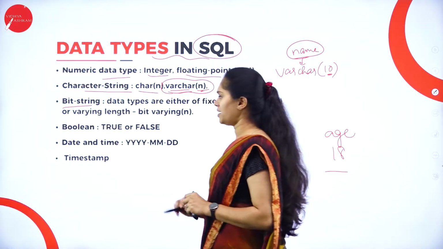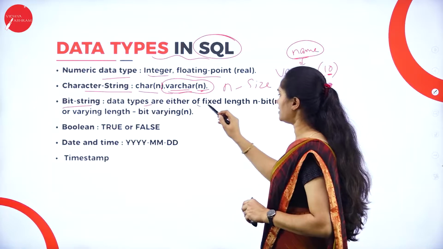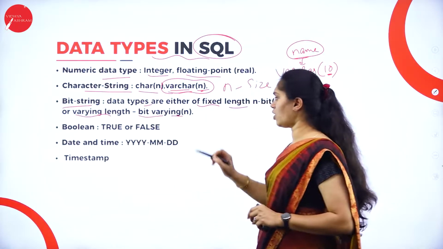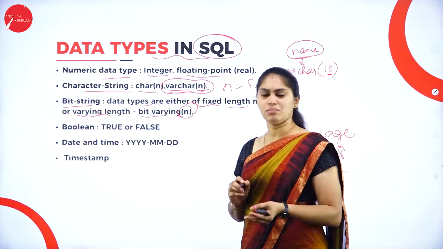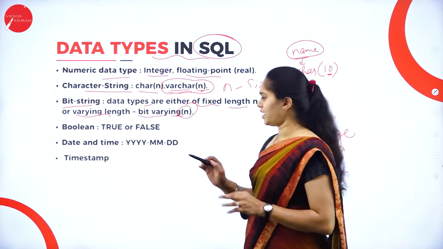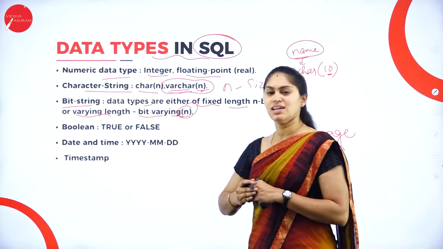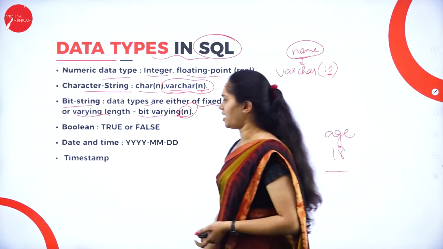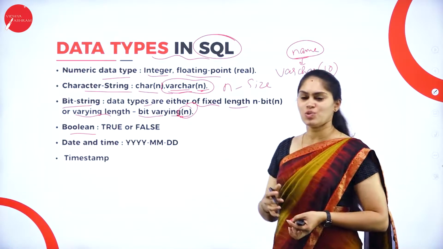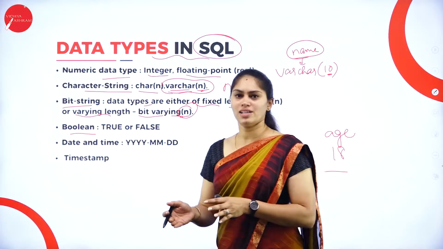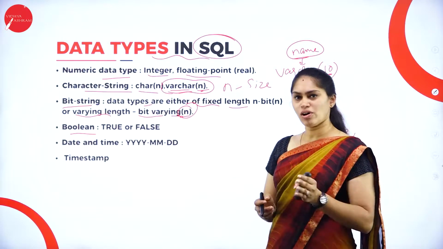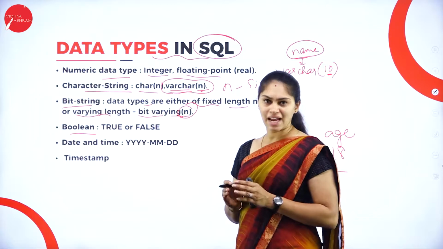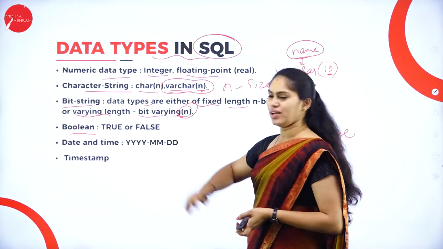And when it comes to the bit string, these data types are either of fixed length, n bit, or varying length, bit varying of n. So you can fix it beforehand, or else you can vary the size of this n when it comes to the bit string data types in SQL. And also we have a boolean, which will have only either a true or false value. If I want to give only a true or false value for a particular attribute, then we can use this boolean data type.